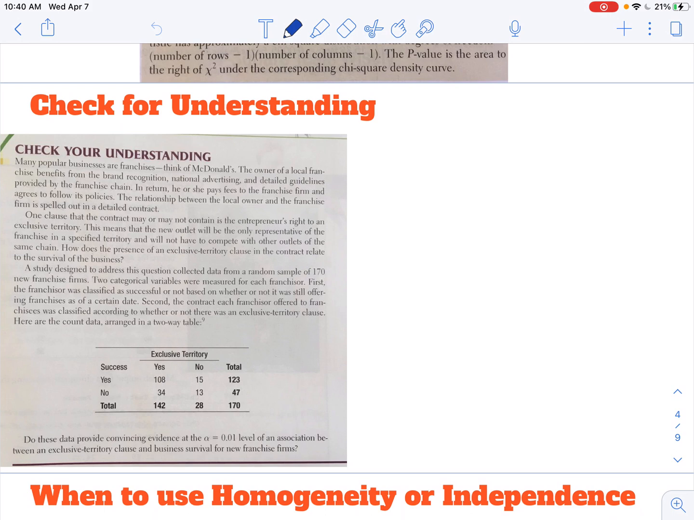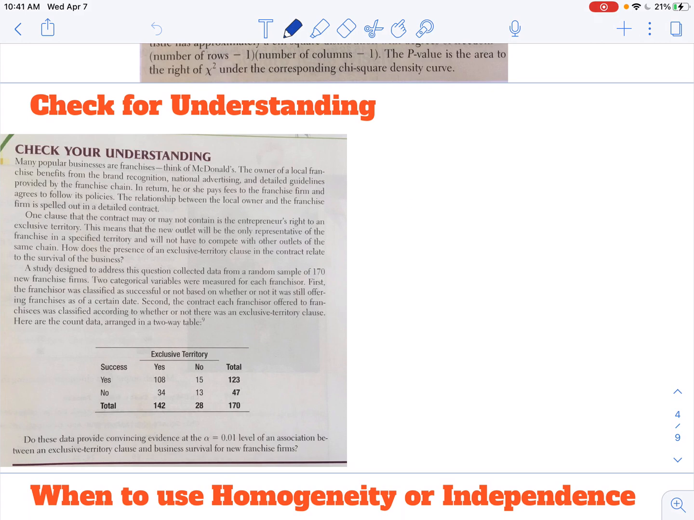But this is just in that one sample. Can we look at this one sample and definitively say that of the 28 people who didn't have an exclusive territory contract, 50% of them failed, compared to our other group of people who had the exclusive territory contract, where only a little bit above 20% of them failed, does this mean that there's actually a difference, or is this just a sampling error?